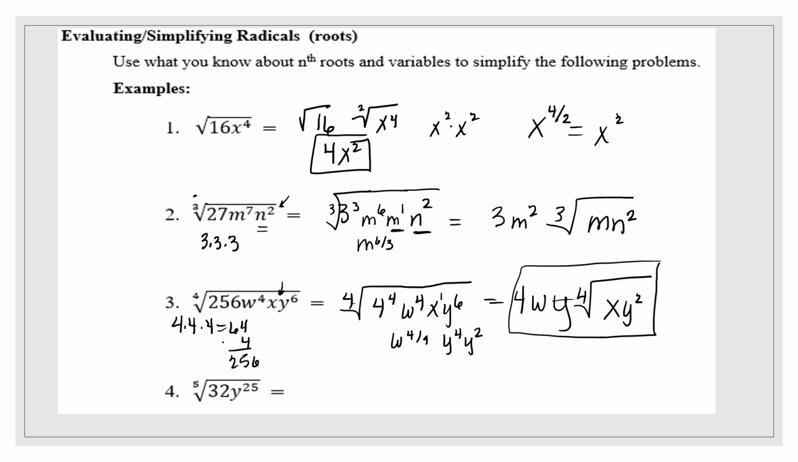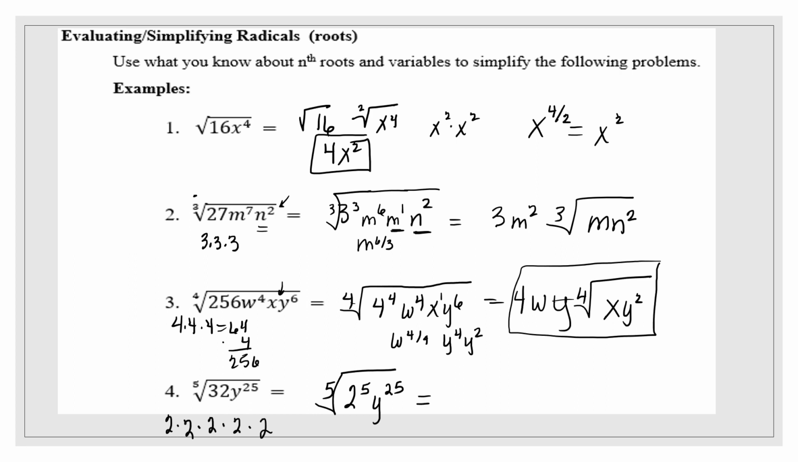And the last example of this set, the 5th root of 32y to the 25th. Let's start with 2's. 2 times 2 is 4, times another 2 gives me 8. 8 times 2 is 16, and 16 times 2 is 32. There you go. So 32 is the same thing as 2 to the 5th, and then we have y to the 25th power, and we're taking the 5th root.